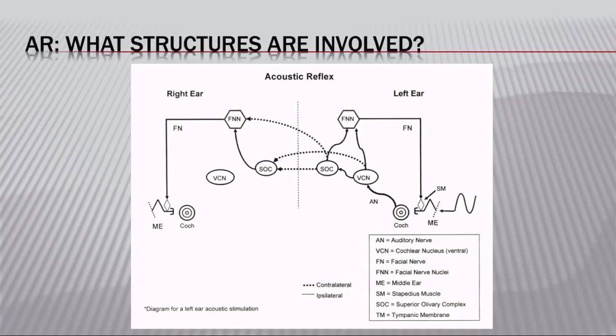So, just to review, we're looking at the stapedius muscle, the cochlea, the auditory nerve, and then brain stem structures like the cochlear nucleus, the SOC, and the facial nerve nucleus, and then cranial nerve 7, which is the facial nerve, and cranial nerve 8, which is the auditory nerve. And then we're also looking at those same structures on the other side of the head as well.